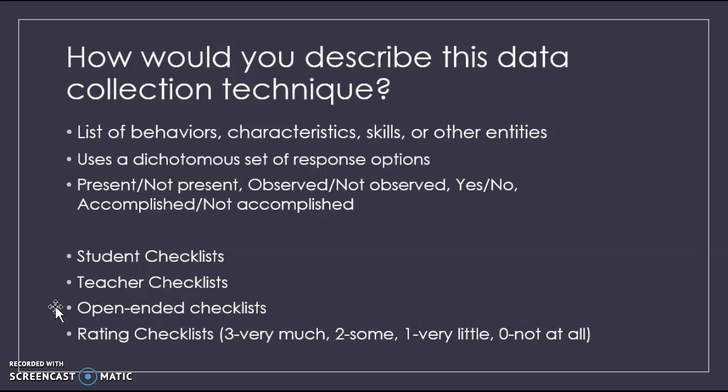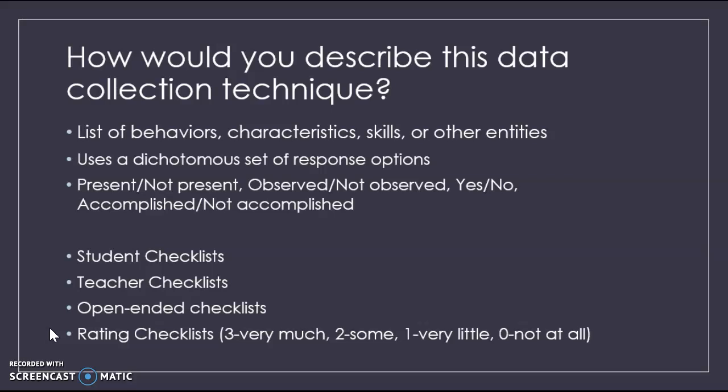Then you have open-ended checklists. Johnson described this as a list of items that leaves space for students to give their definition of the item or what they think the item means. That would allow the teacher to see what a student knows, or how much they know on a topic. And then lastly, he talked about rating checklists.